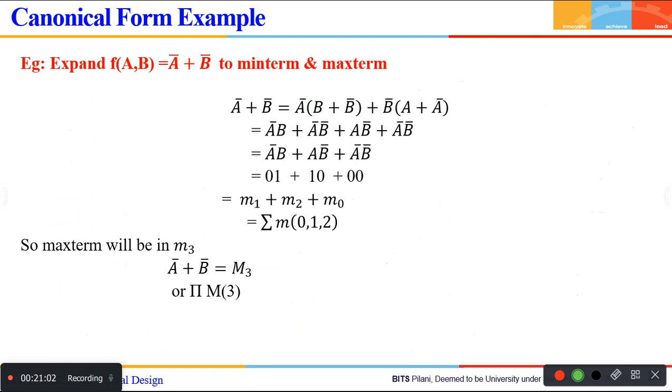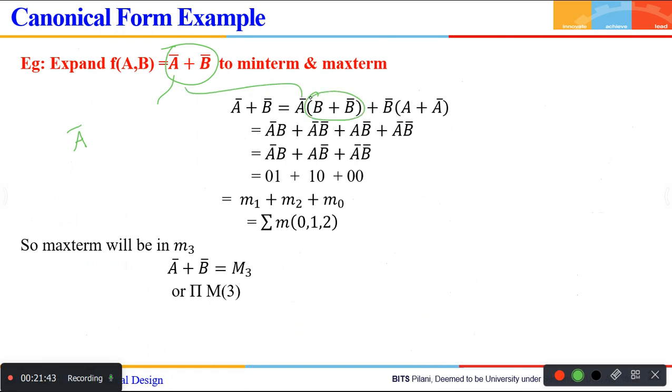Now see here, you have an equation: a bar plus b bar. Now how do you represent it in the form of min term and max term? Because there is only one term there, right? In that case what you do, suppose you multiply this with b plus b bar, it is not going to change its form, right? What is b plus b bar? 1 only, right? So for a bar, multiply this a bar with b plus b bar.